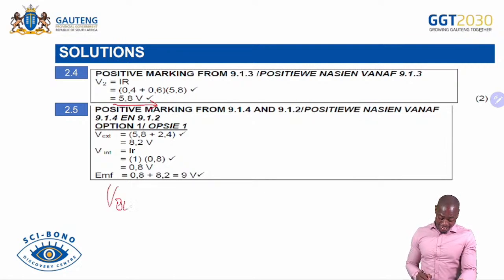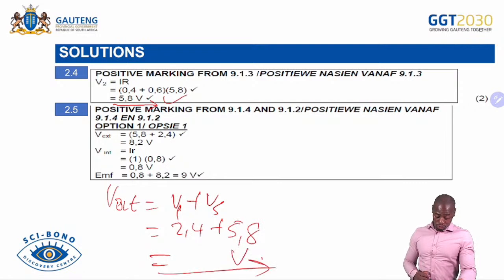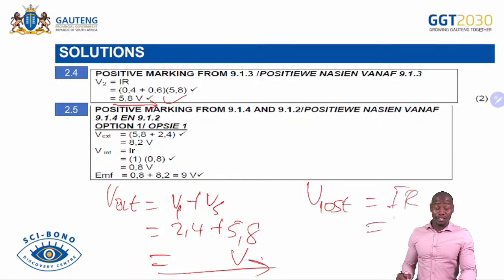Remember, V external, learners, would be V parallel plus V series, right? V parallel, we got what? 2.4. V series, we got what? There, 5.8. You see that, né? So then you'll get what? Your V external, all right? So it will be your V external. Then your V lost will be what? IR. Your I is the total, which is 1.